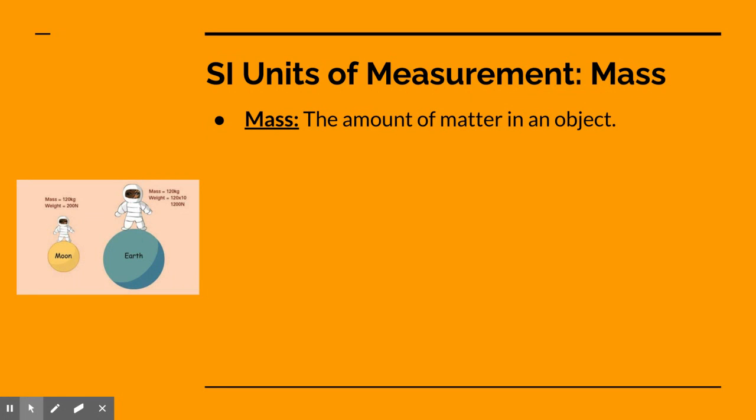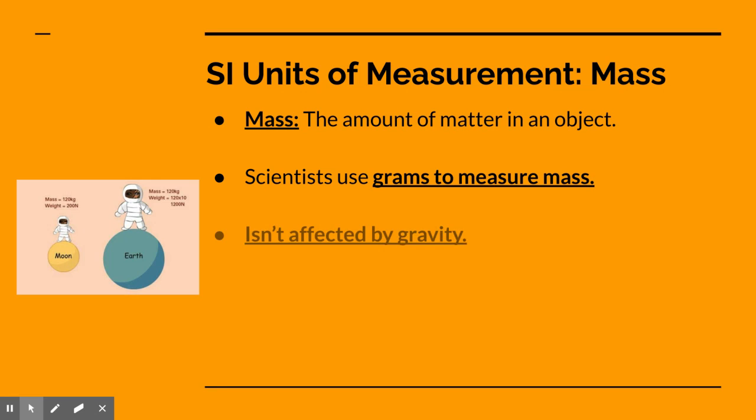Now, we should know this. We should remember this from middle school, that this is what mass is. Scientists use grams to measure mass. It isn't affected by gravity. As you see in the little picture to the left, the mass of this individual on the moon is exactly the same as on the Earth.